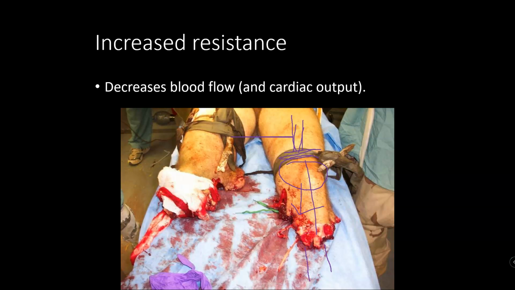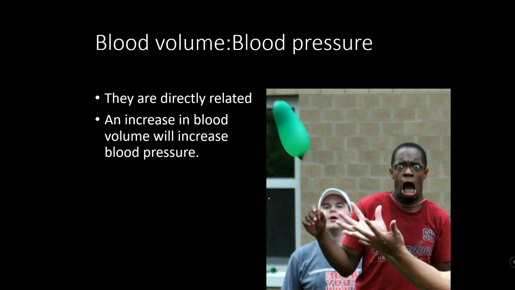You can also just partially vasoconstrict. What that's going to do to any blood vessel that's partially vasoconstricted is it's going to make the blood flow through faster, but it's going to reduce the volume of the blood that's going through there. So it's still going to decrease blood flow because the volume is so much smaller. Okay, blood volume and blood pressure. So this we've talked about before when we were talking about ADH and aldosterone and those types of things.